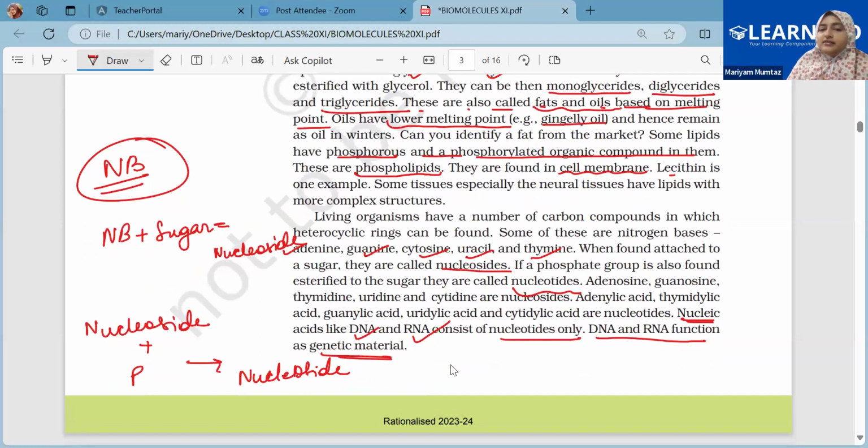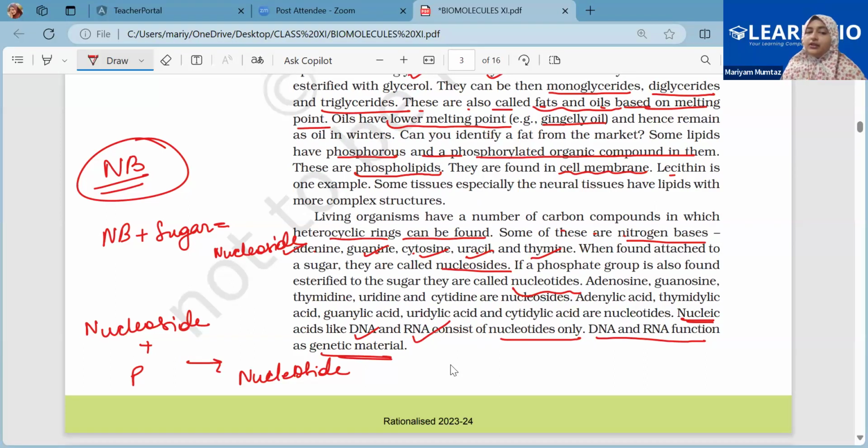Now, living organisms have a number of carbon compounds in which heterocyclic rings can be found. Some of these are nitrogenous bases. Nitrogenous bases are of two types, that is purine and pyrimidine. The names of the nitrogenous bases are adenine, guanine, cytosine, uracil, and thymine.